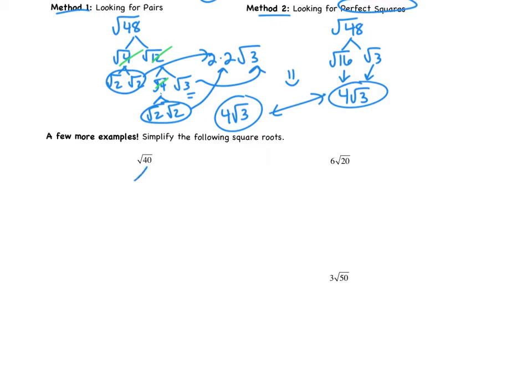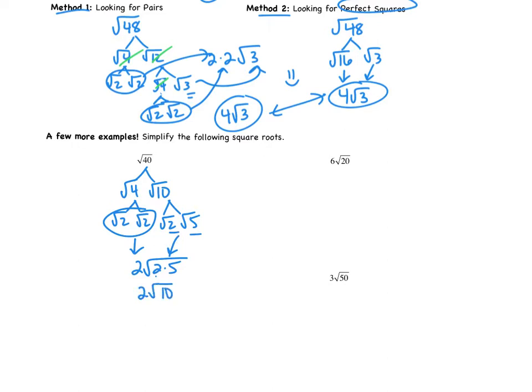If we look at 40, I like to look for pairs. So I'm going to break down 40. I get 4 and 10. 4 is 2 and 2. 10 is 2 and 5. So again, look for any pairs. I have a pair of 2's. That other 2 doesn't get included. A pair is only 2, so I have 2 2's. This 2 and that 5 are left over. 2 goes outside the root, and the 2 and 5 that are left over stay underneath the root. So I get 2 root 10. This was using method 1.